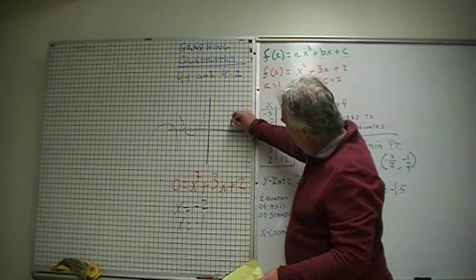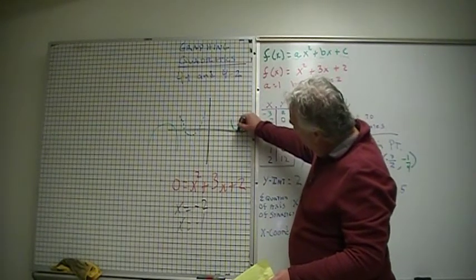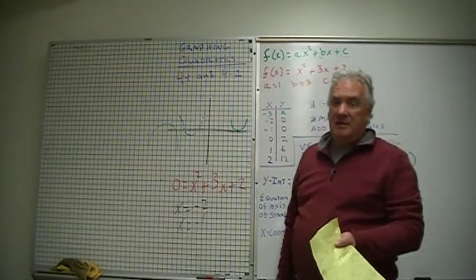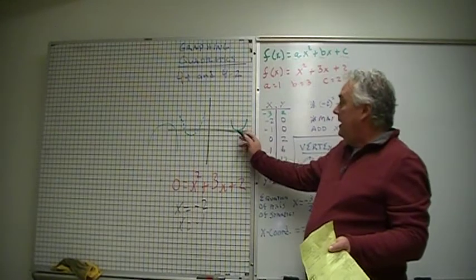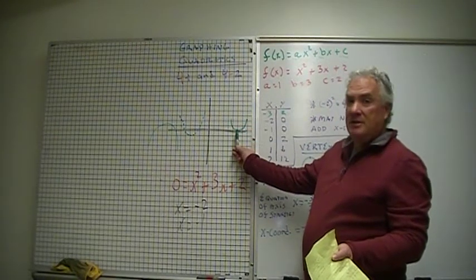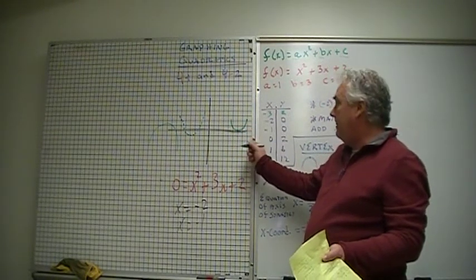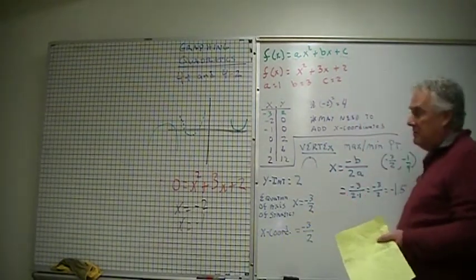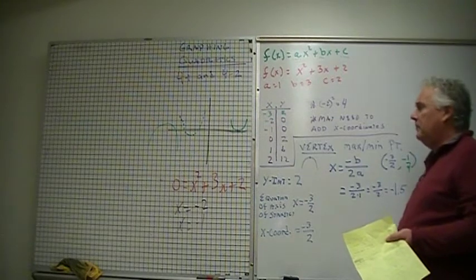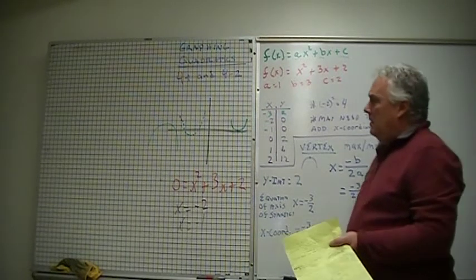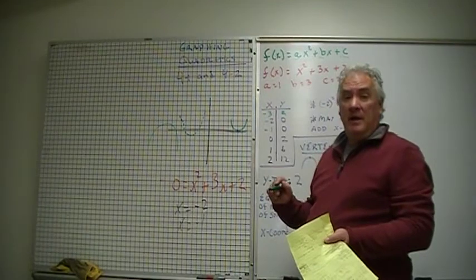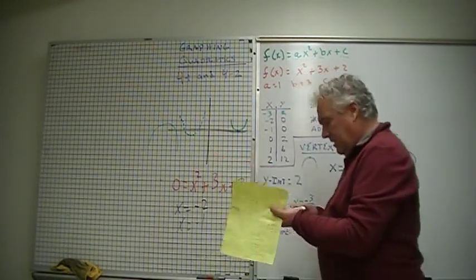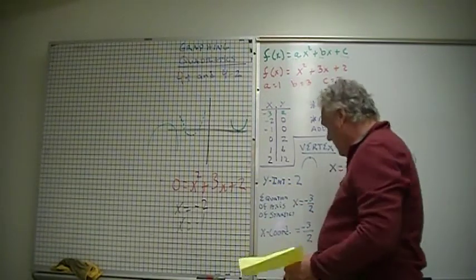Things with one solution are when the vertex is on the x-axis. It doesn't cross below. It's that the vertex and the axis share the same point. Right there. And that means it's one solution. There's one real solution.